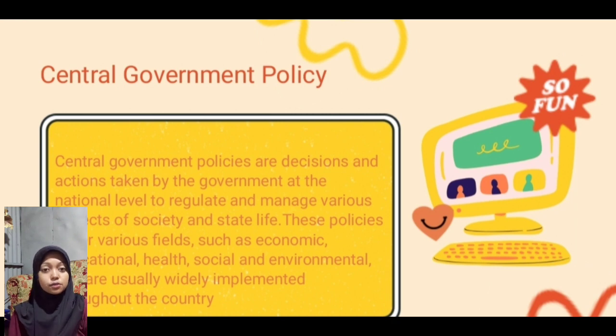Next is central government policies. What is central government policy? Central government policies are decisions or action taken by the government at the national level to regulate or manage various aspects of society and state life.